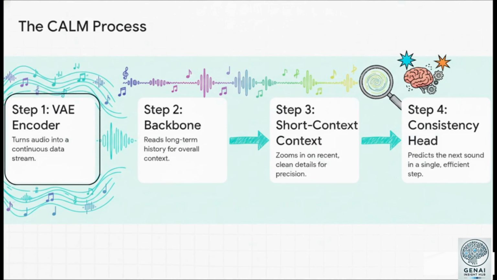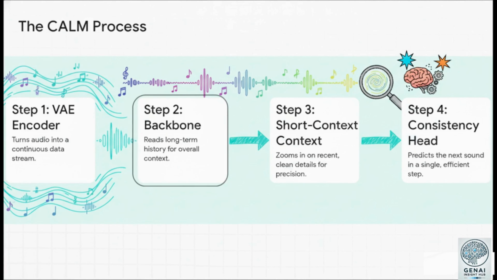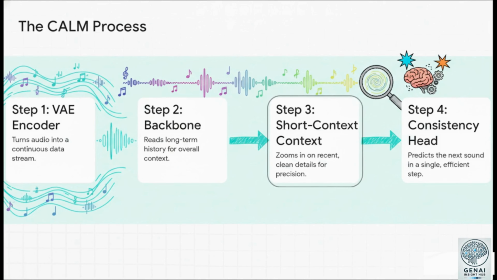Simple enough. Then, step 2 is the backbone transformer. Think of this as the long-range planner. It looks way back at the history of the audio to understand the big picture, like the overall melody of a song or the cadence of someone's voice. Step 3 is the short context transformer. This one zooms way in, looking at just the most recent super clean details to get things perfect. And then the final step, and this is really the magic trick. All that information from both the big picture and the close-up view gets fed into the consistency head. And its job? To predict the very next bit of sound in one single hyper-efficient shot.